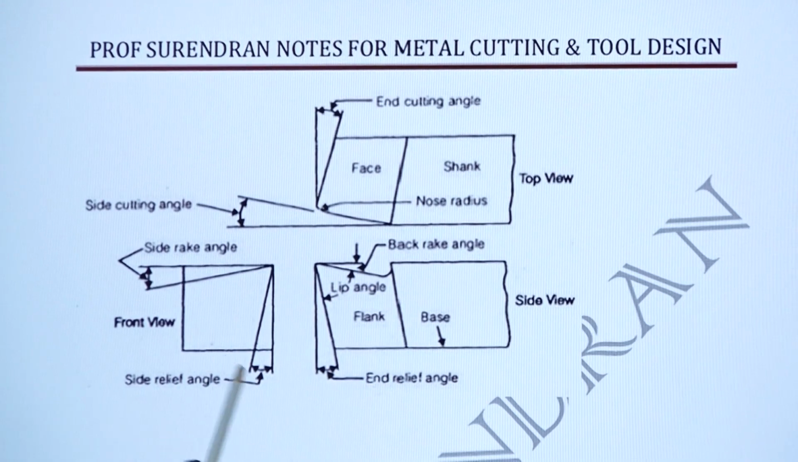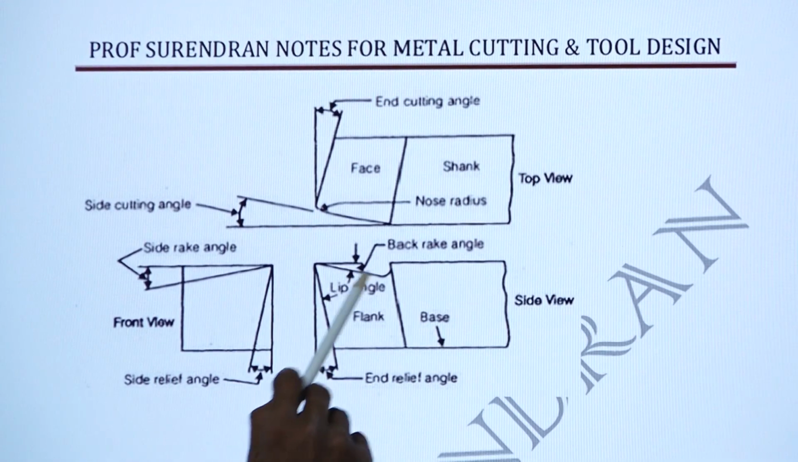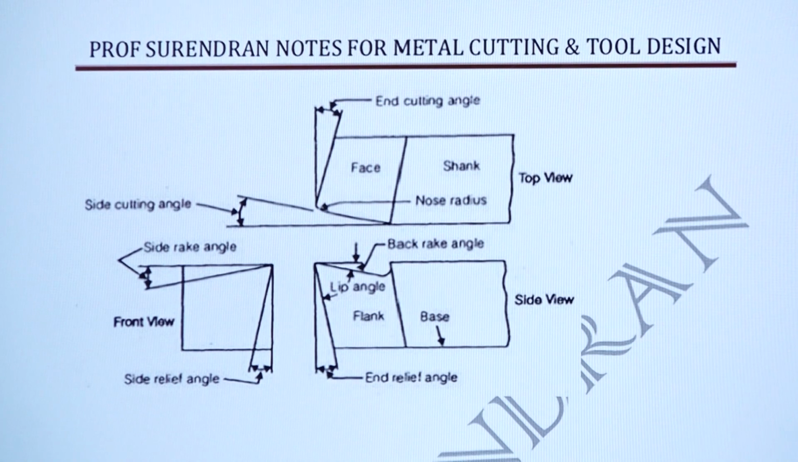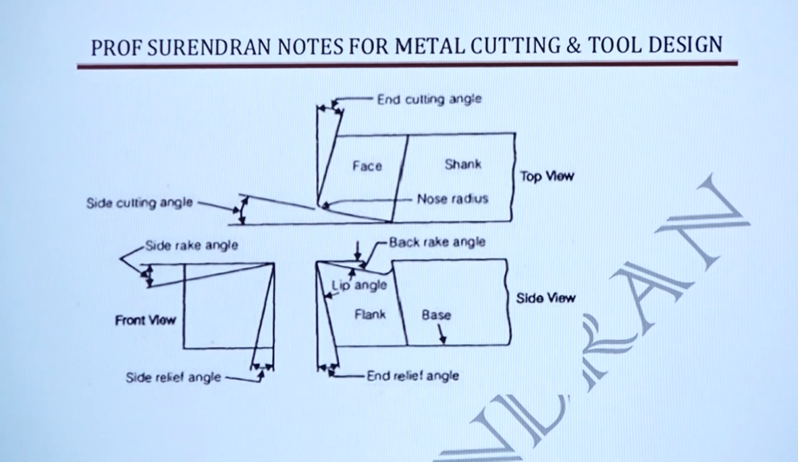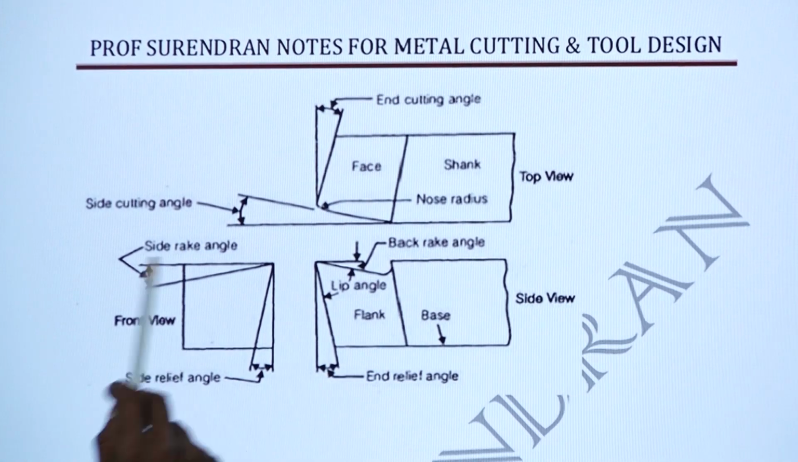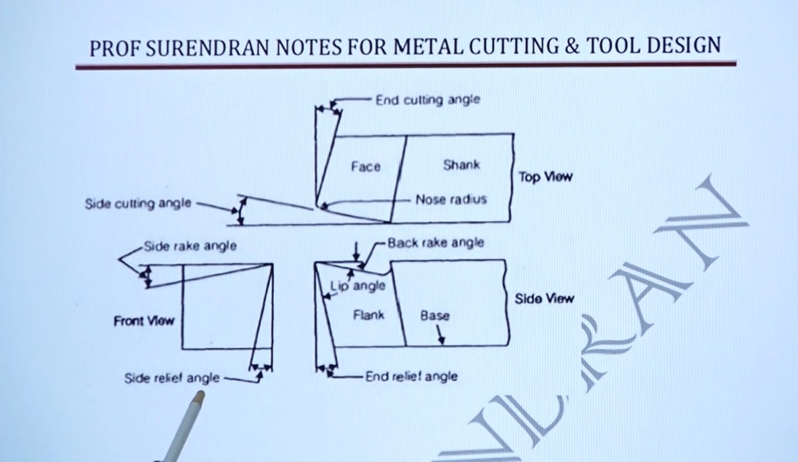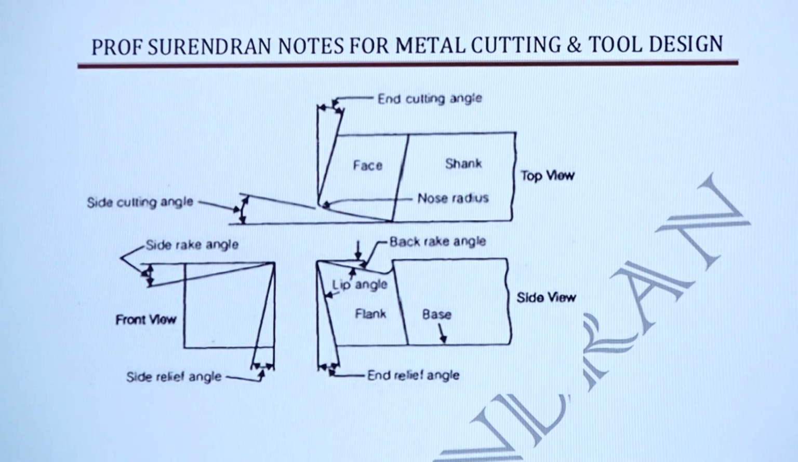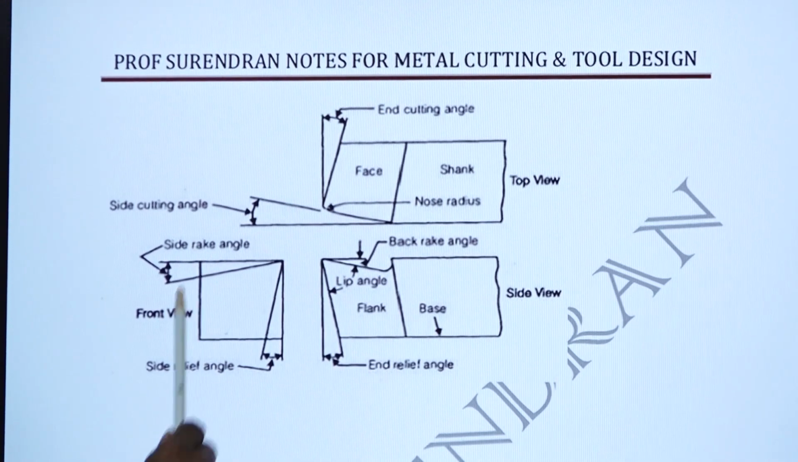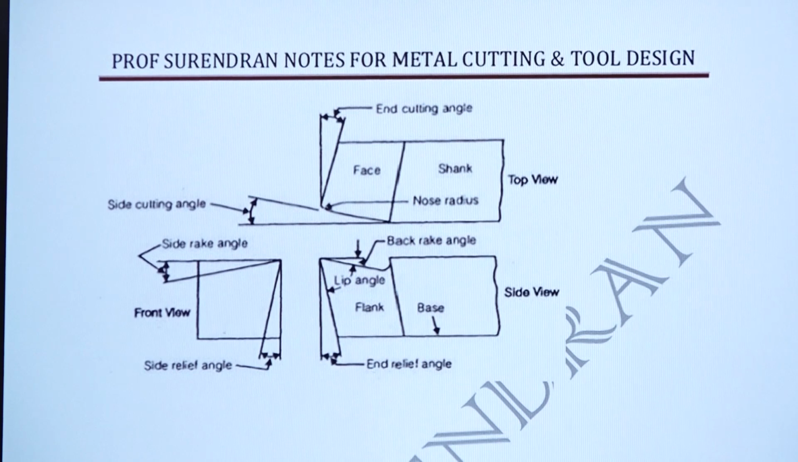So we have the end relief angle here and the back rake angle here. Okay, end relief angle, back rake angle, and here we have the side rake angle and the side relief angle. So in the side view we get the side rake angle and the side relief angle. Based on that we can observe this diagram.